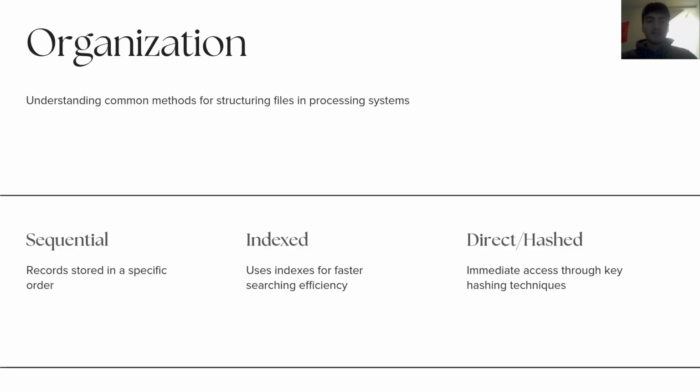There are three common ways to organize files. Sequential organization stores records one after another, which is good for batch processing but slow for searching. Indexed organization uses an index to quickly locate records, similar to how a book index works. Direct or hashed organization uses a key to calculate where the record is stored, allowing very fast access. Each method has different trade-offs between speed and complexity.